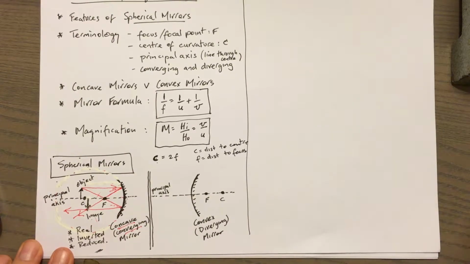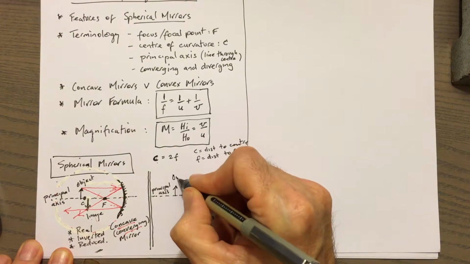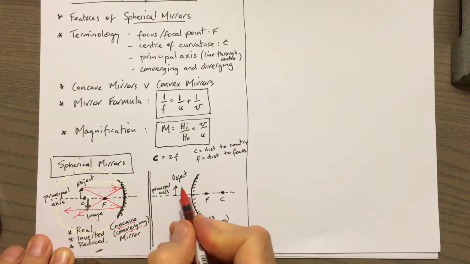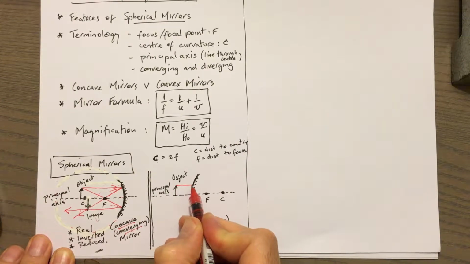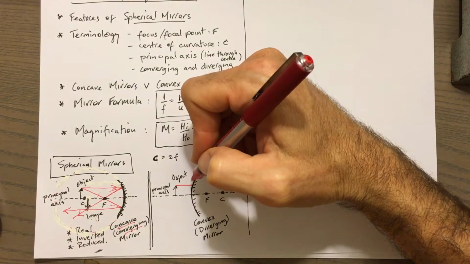If I do a similar thing, if I put an object here, call that my object, and I throw a ray that's parallel, it will reflect off at some angle.